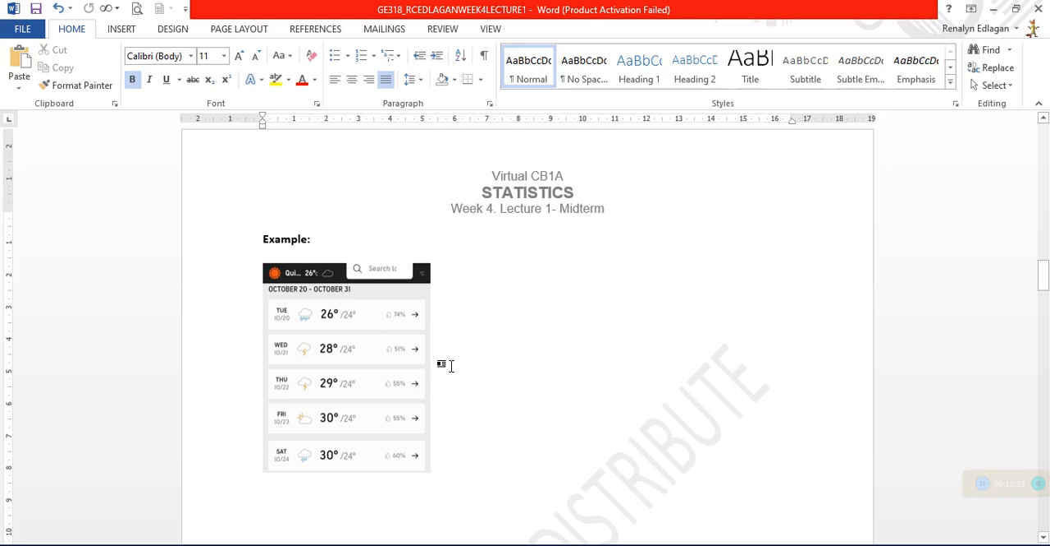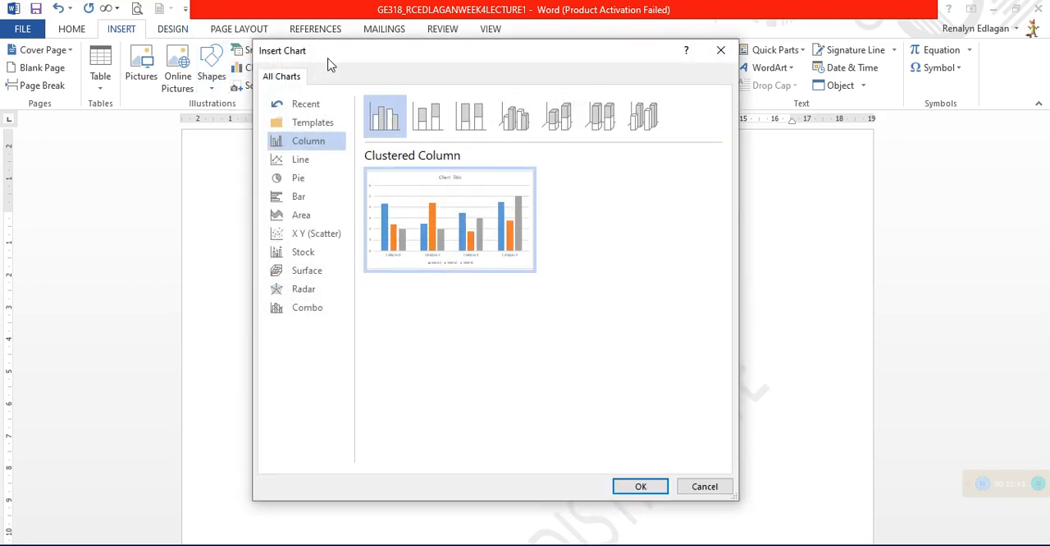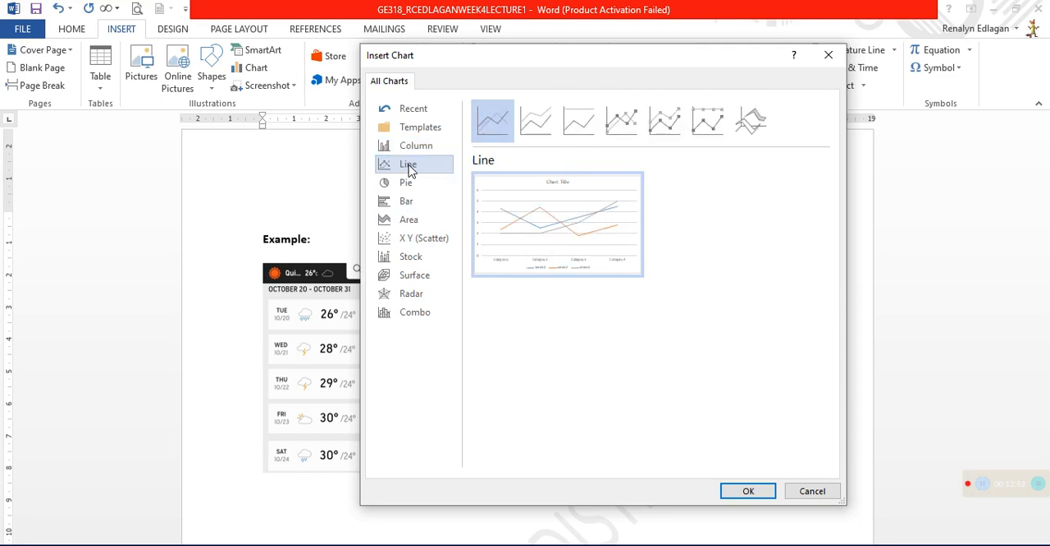Gawa natin siya ng time series graph. Again, punta lang tayo sa insert. Under illustrations group, we can see their chart. Huwag kayong maghanap dito ng time series graph kasi hindi nyo talaga siya makikita. Hindi siya given dito. Instead, you will choose or you have to choose line.